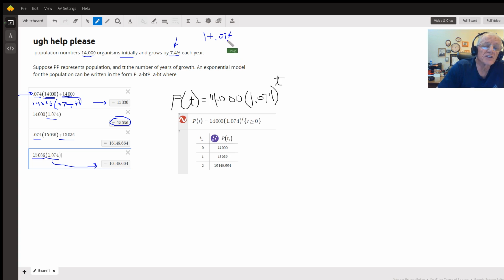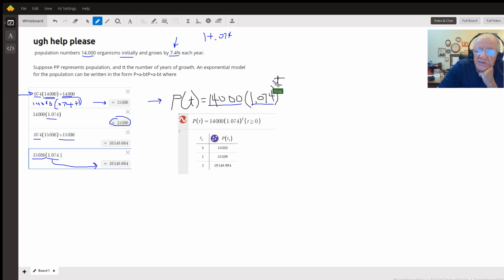If we get into exponential decay, it's a little bit different. It's actually 1 minus that number. But so here's how we form the exponential function. Population, depending on t, this is the initial value. Here's that growth rate raised to the t power.